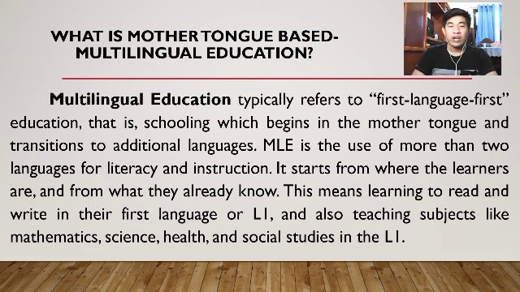It starts from where the learners are and from what they already know. This means learning to read and write in their first language or L1, and also teaching subjects like mathematics, science, health, and social studies in the L1. By the way, L1 or language 1 refers to the mother tongue, the first language. So based on the definition itself, we can say that MTBMLE is knowing the known, or from known to unknown. Meaning the known here is the first language.